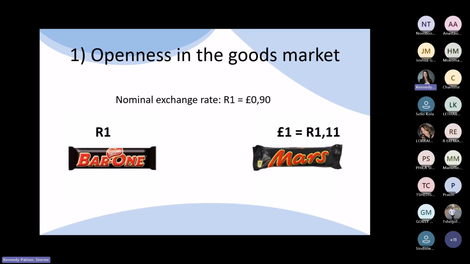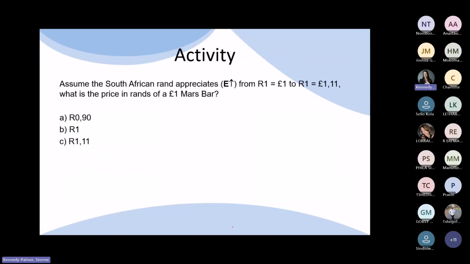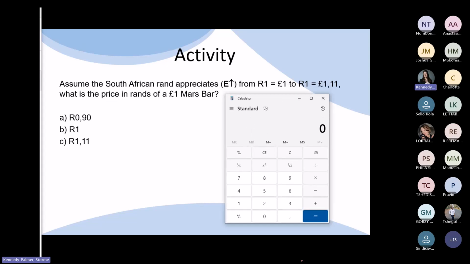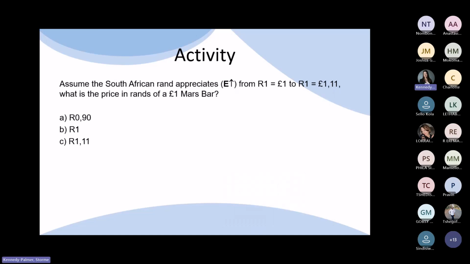Now let's see what happens if there's an appreciation of the domestic currency, i.e. the rand can now buy more British pounds. Okay, would anyone like to hazard a guess? I'm not hearing anyone. Maybe you were muted. Okay, so if the South African rand appreciates, what is the price in rands of the Mars bar? So it's going to equal simply 90 cents, because this is the new exchange rate.